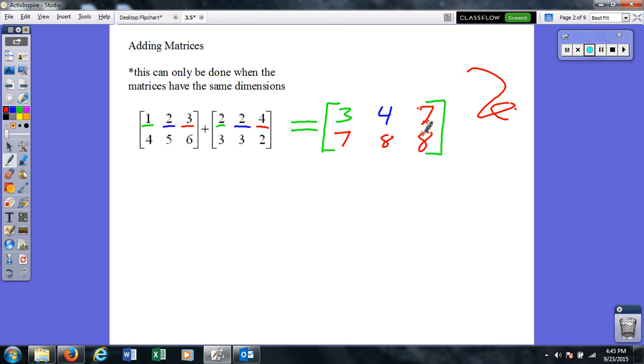And if you're subtracting, you would do all the exact same thing. Like say if this were a minus here, you would do the same thing, except instead of adding the numbers, you would subtract them. So if that were subtraction, the top left number would be -1. Top middle number would be 0. You just go through, do all the same stuff, but subtract.